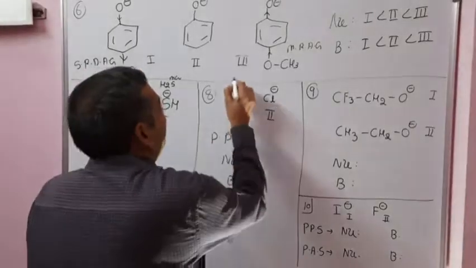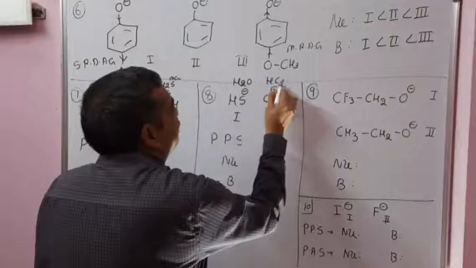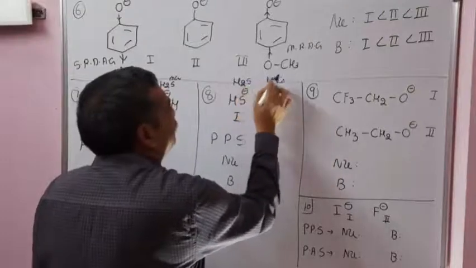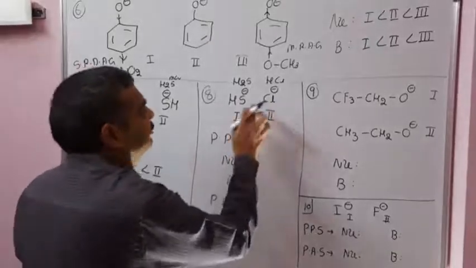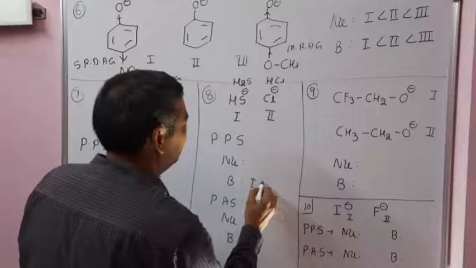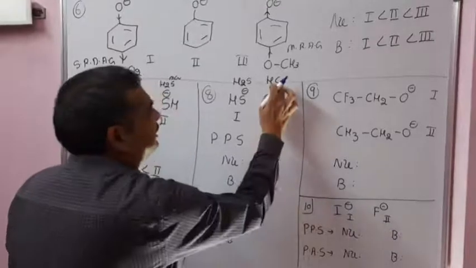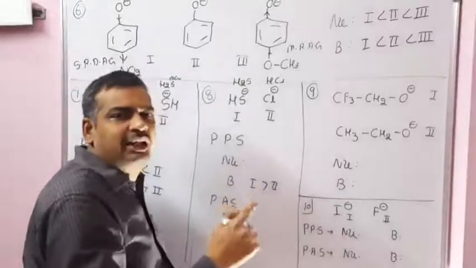For example, if you want to know the basicity, write its conjugate acid. H2S and HCl. HCl is a strong acid, so its conjugate base is a weak base. Anyway, from left to right, basicity decreases. So 1 is more basic than 2. Strong acid gives a weak base, weak acid gives a strong base, and also from left to right, basicity decreases.